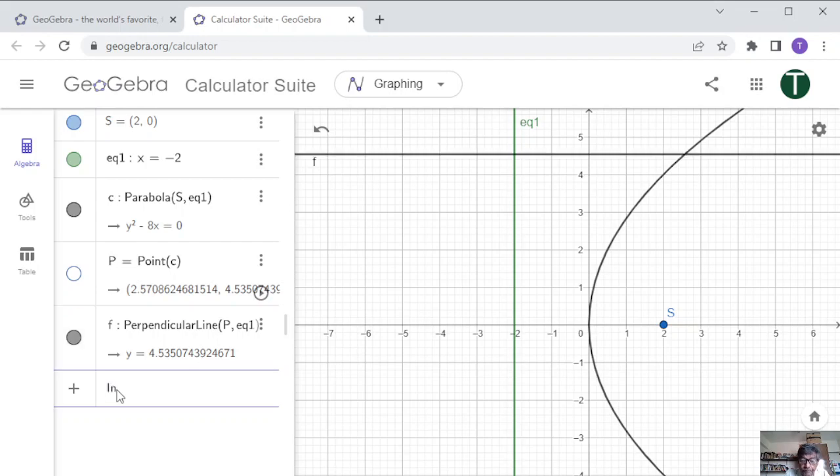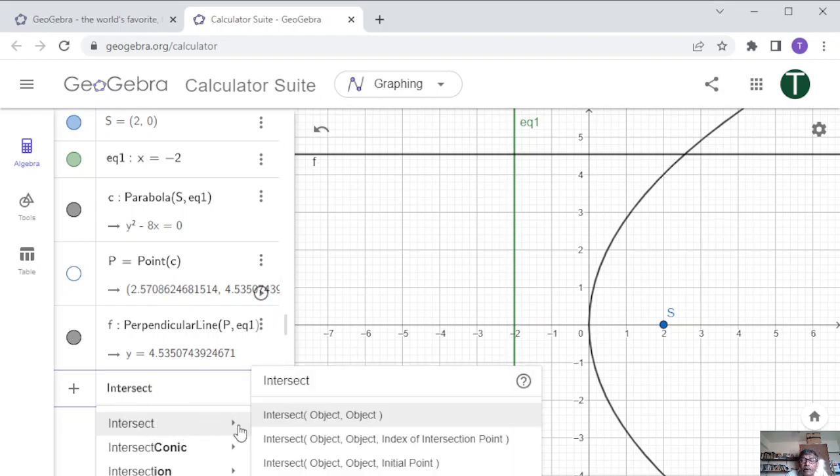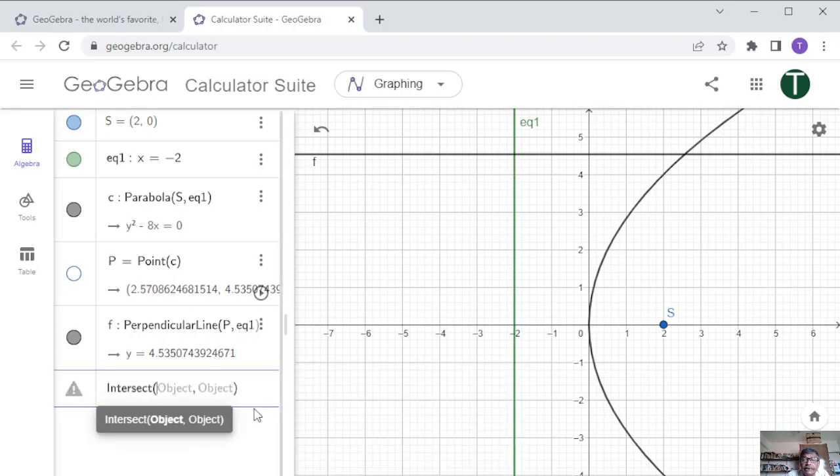Intersect, intersect between two objects. I select one object, this safe, and the other object is equi1. This point I want to pinpoint there.